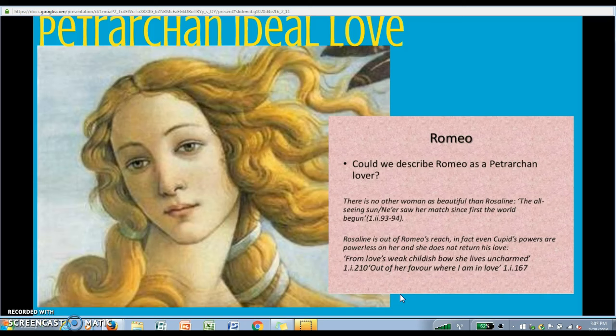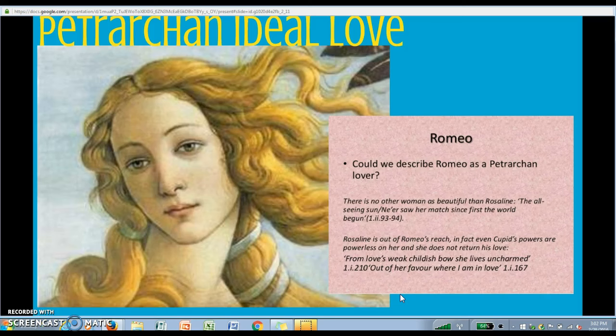And so, for instance, in Romeo and Juliet, we see a great deal of this, where Romeo might say, "There is no other woman as beautiful as Rosalind. The all-seeing sun never saw her match since first the world begun." So Rosalind is out of Romeo's reach. In fact, even Cupid's powers are powerless on her, and she does not return his love. So, with this example, we see that Romeo is perceiving his love as essentially perfect.